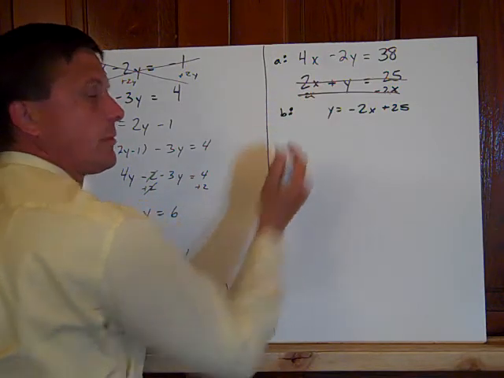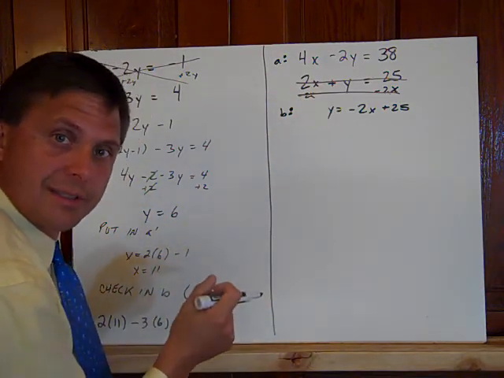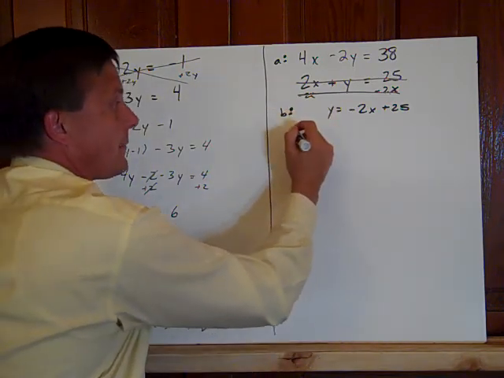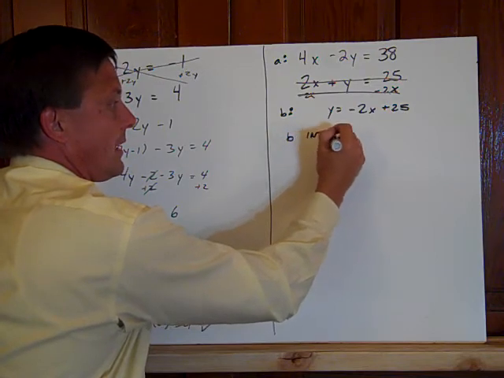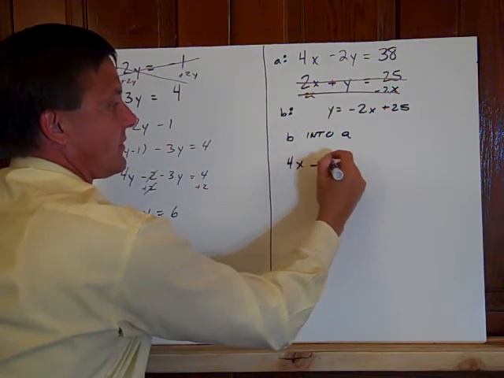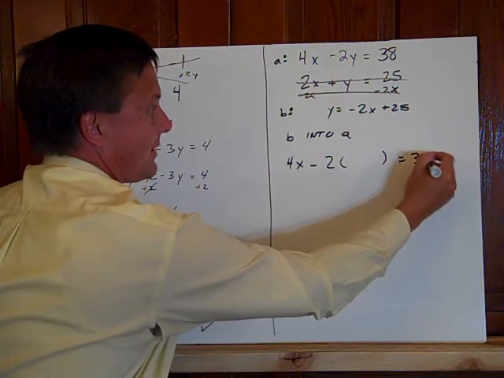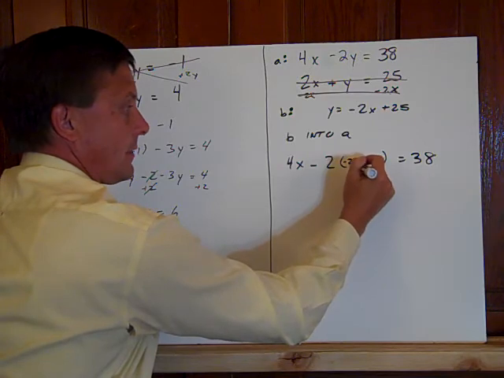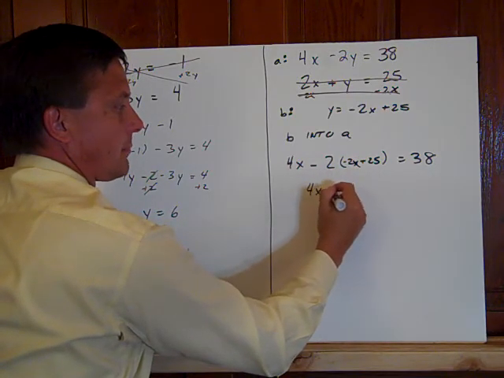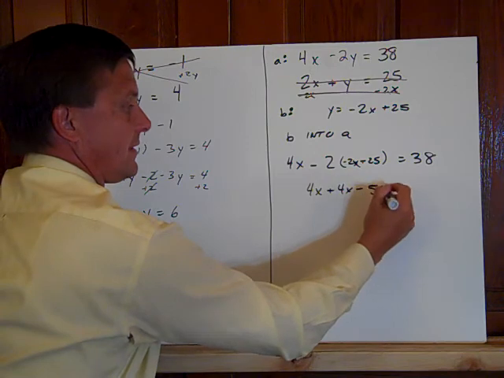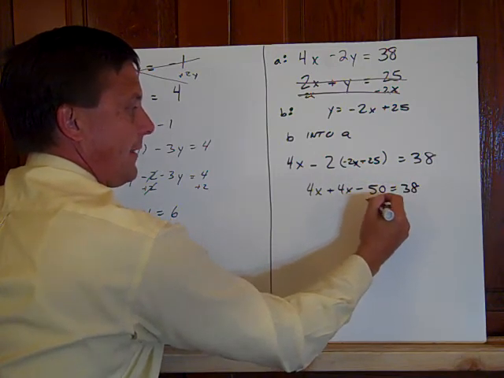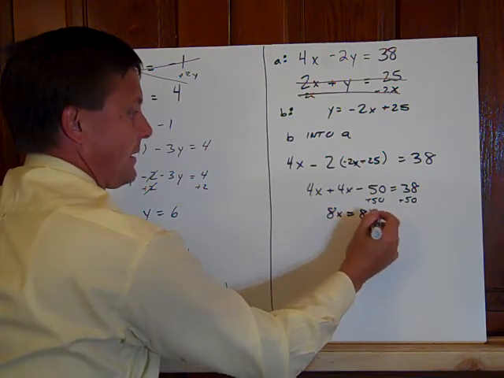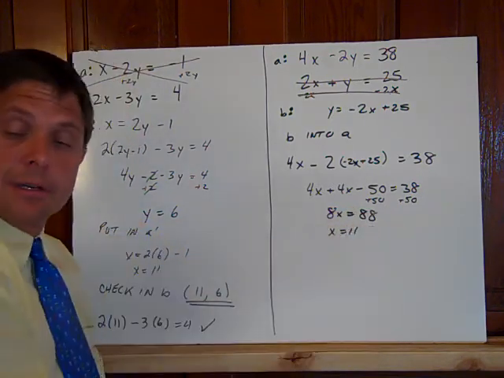It's the same. I just moved some stuff to the other side, used my rules of equivalencies, do anything I want as long as I do it to both sides. And I will put B into A. I had 4x minus 2 times y equals 38, but now y is equivalent to negative 2x plus 25. And again, these numbers start to look the same. 4x plus 4x minus 50 equals 38. I'll add a nifty 50 to the other side, and I get 8x equals 88. Boy, oh boy, Mr. Anderson likes x's 11 today.